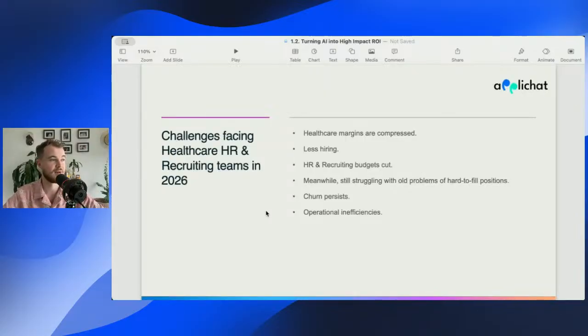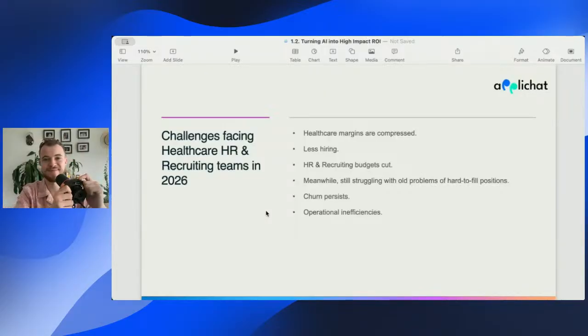I spoke to one of our clients who had 7 recruiters on the team in 2024, reduced down to 3 in 2026. So over half of the team have been cut from a mid-sized hospital in the Pacific Northwest since 2024. You're probably seeing your recruiting budgets cut for recruiting ad spend. That's something that a lot of our clients have seen.